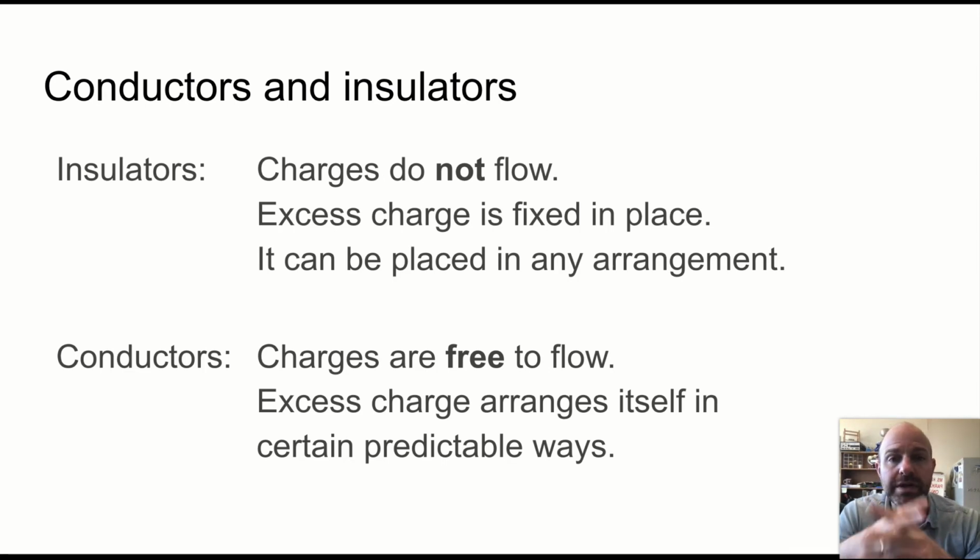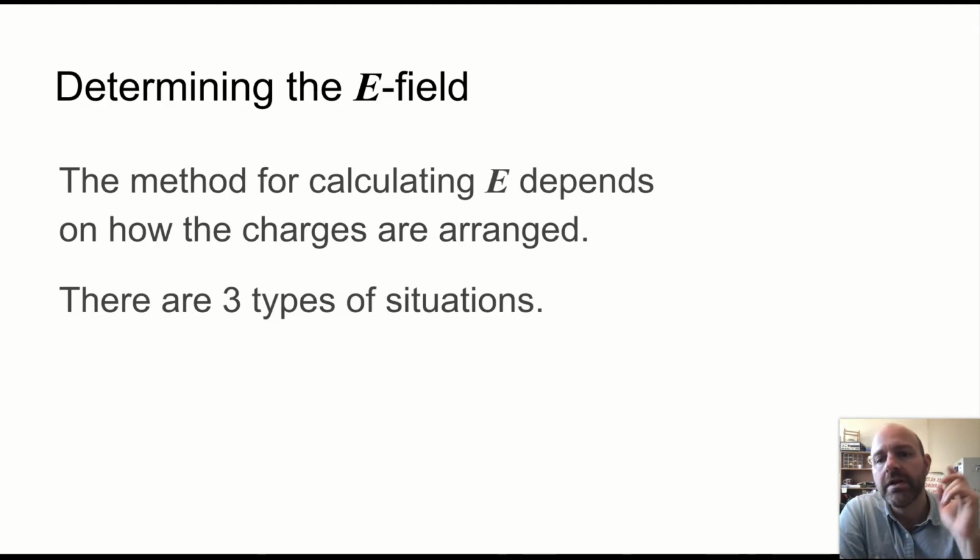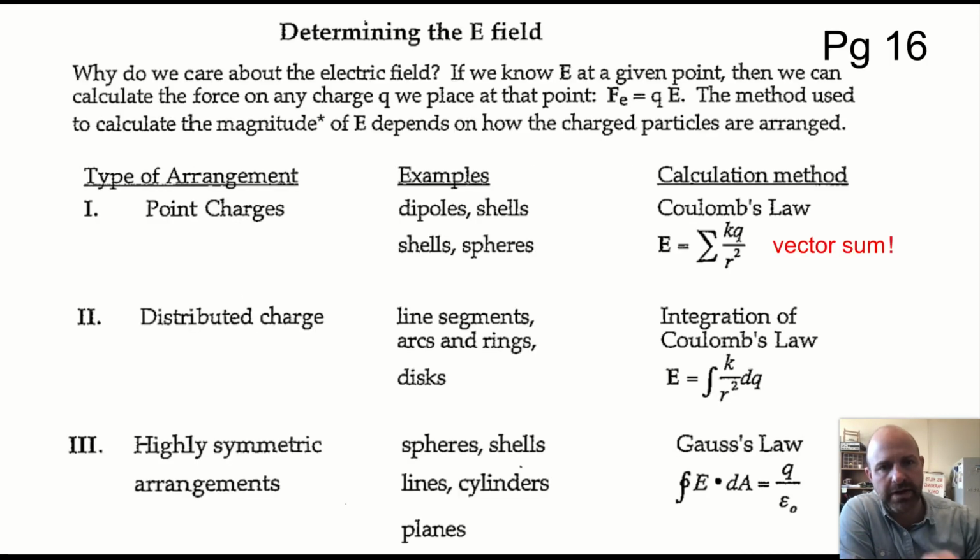On the other hand, conductors, charge is free to flow and it will arrange itself in a very predictable way. The most predictable is a sphere or shell of metal, of conductor, and the charges will spread out evenly on that exterior surface. So if we want to figure out the electric field for charge distributed in various different ways, there are three different situations we can look at.